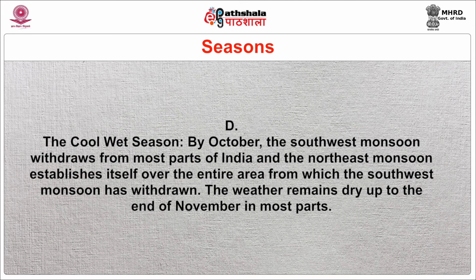The fourth season is the cool wet season. By October, the southwest monsoon withdraws from most parts of India and the northeast monsoon establishes itself over the entire area from which the southwest monsoon has withdrawn. The weather remains dry up to the end of November in most parts.